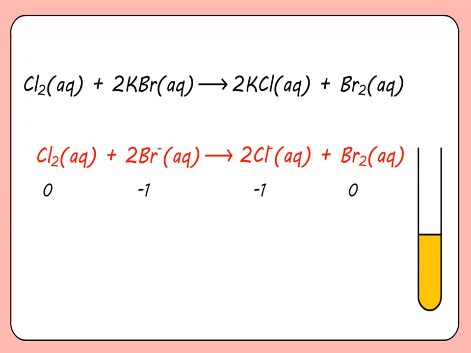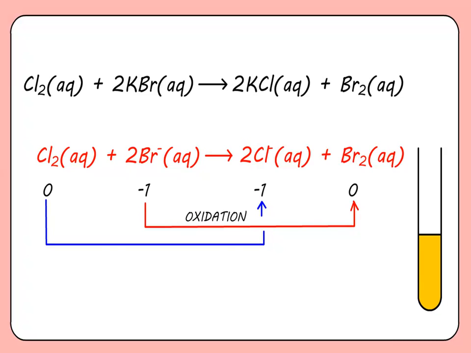Bromine has gone from having an oxidation number of -1 to 0, and because the oxidation number has increased, bromine has been oxidized. The chlorine has gone from having an oxidation number of 0 to -1, and so has been reduced. We say the chlorine is a stronger oxidizing agent than bromine, as chlorine can oxidize bromine.